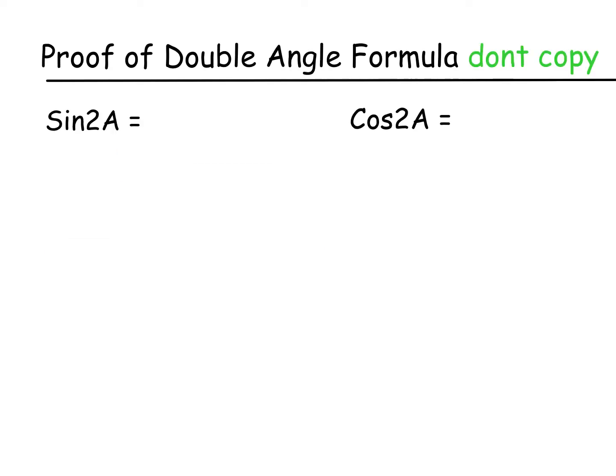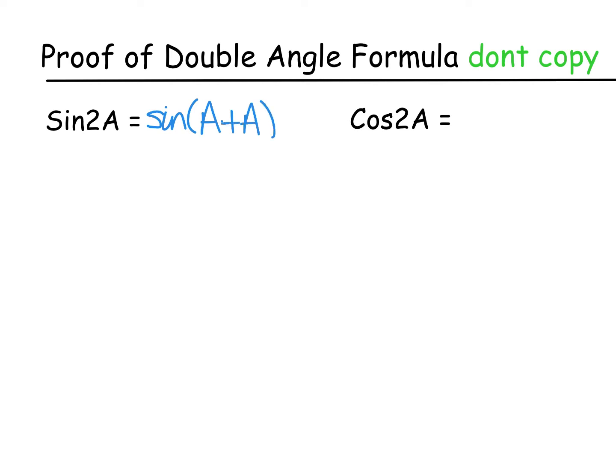So what I'm going to do is a quick proof of the double angle formula. It says don't copy because this is the slides I use when I'm teaching it, and I would normally say to my pupils, you don't need to copy this, I'm just proving it to you, just look and listen, okay? So sin2A, remember that can be written as sin of A plus A, because A plus A is 2A, isn't it?